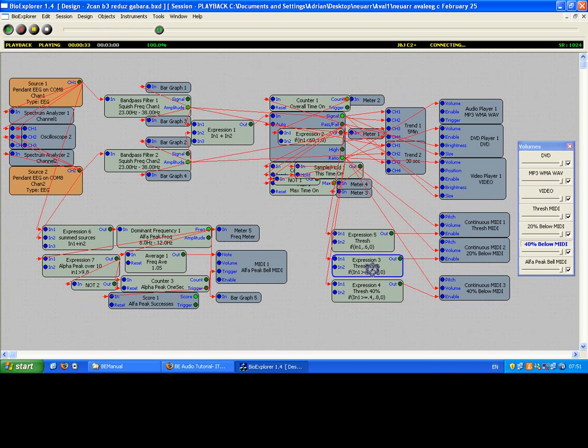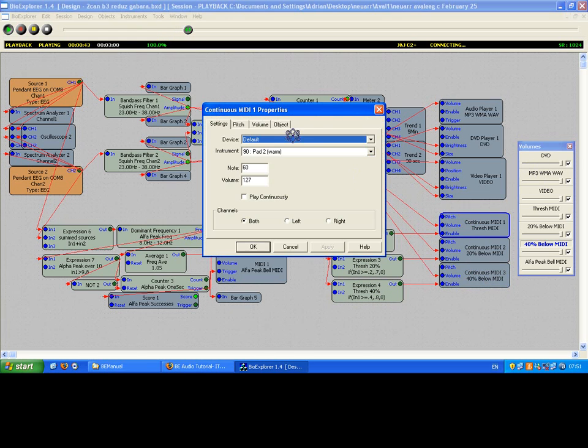So when a person is at the threshold, they play the first note. When they're 20% below, they play the second note, leaving the first note on. And then the third note is when they're 40% below the threshold.